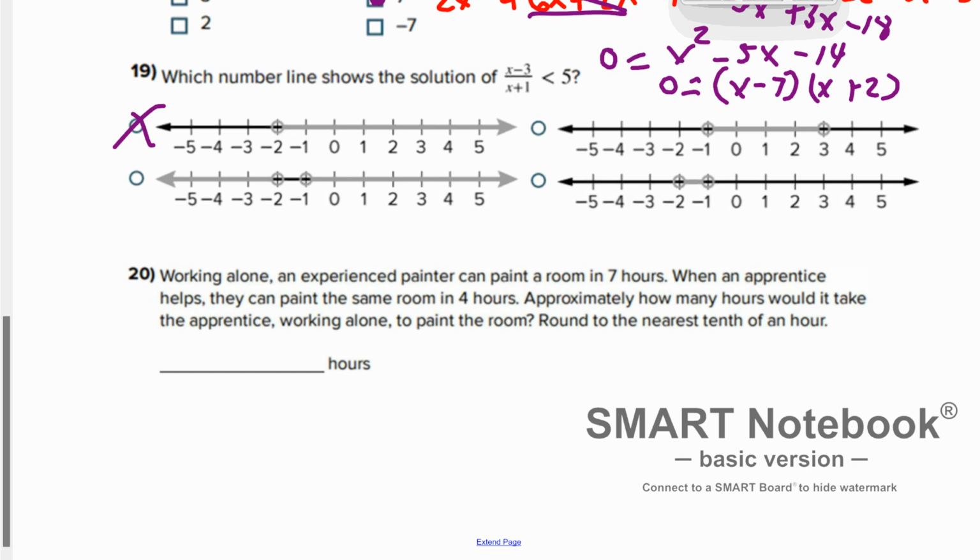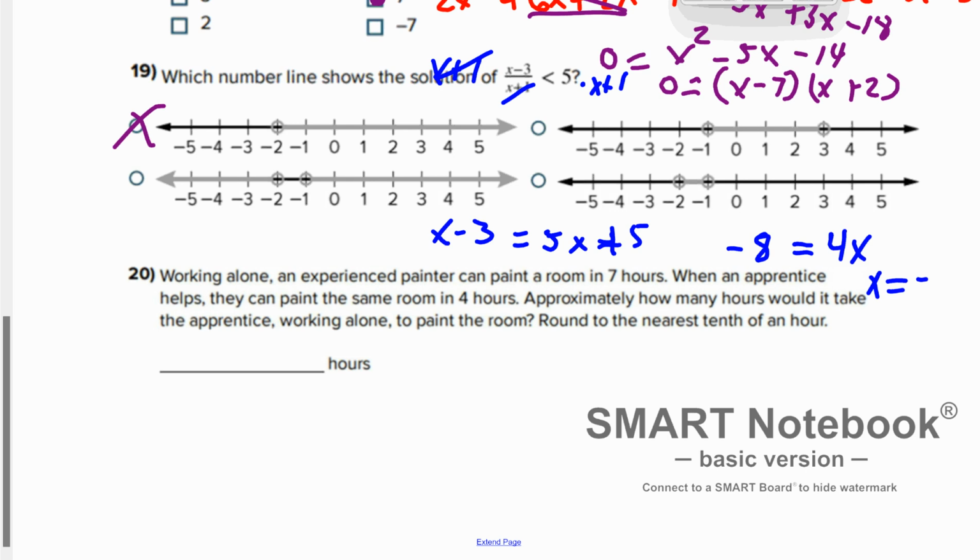Okay, now we just solve this like an equal sign. So multiply both sides by x plus 1, right? And those would cancel. Multiply this by x plus 1. So we get an x minus 3 equals 5x plus 5. Solve this linear equation, right? So we subtract x and minus 5, so we get minus 8 equals 4x, so x equals negative 2.